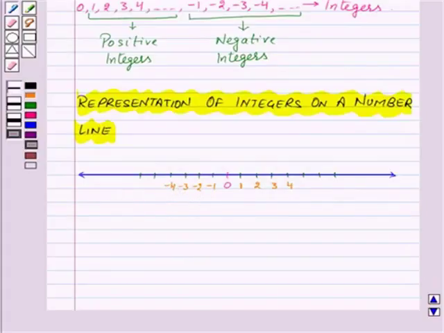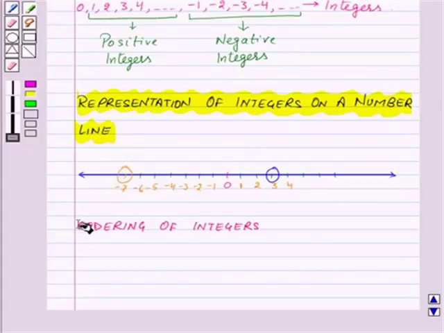Now, if we want to mark the point -7 on the number line, then we will move 7 points on the left of 0. So here we have -4, then here we will have -5, -6 and -7. So, this is the point -7. And if we want to mark a point 3 on the number line, then we will move 3 points on the right of 0. So, here we have the point 3.